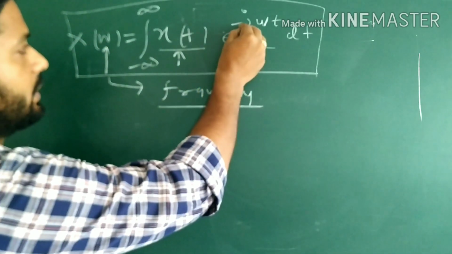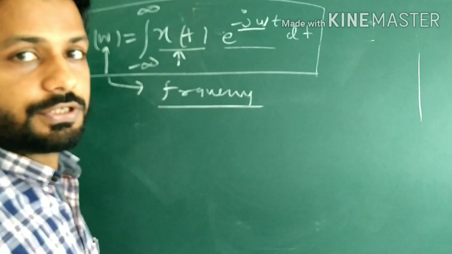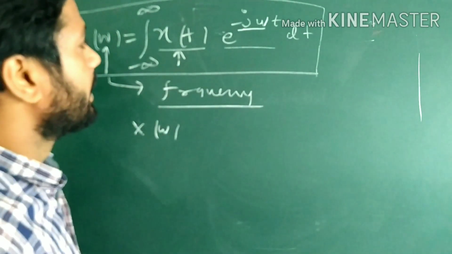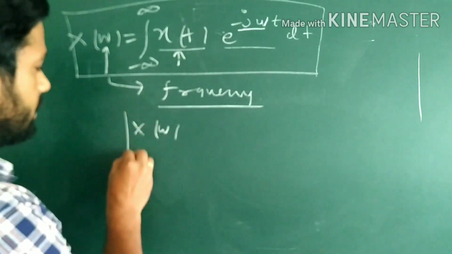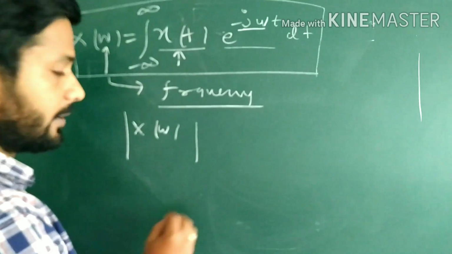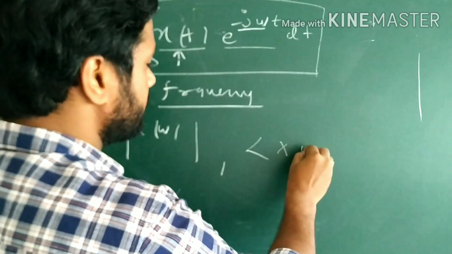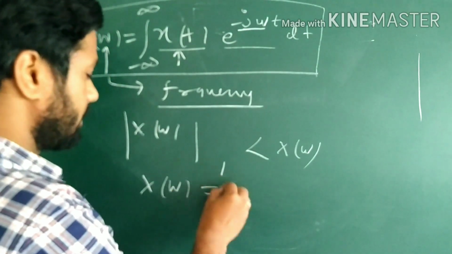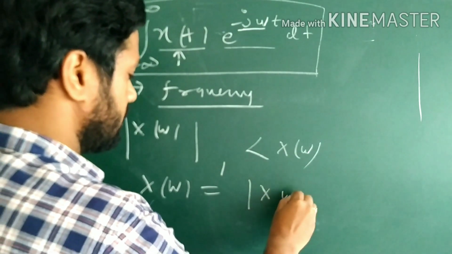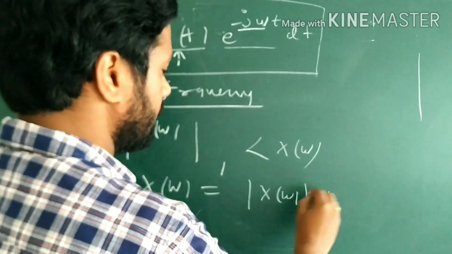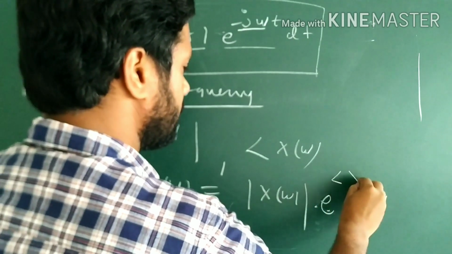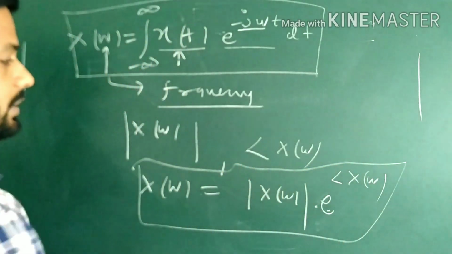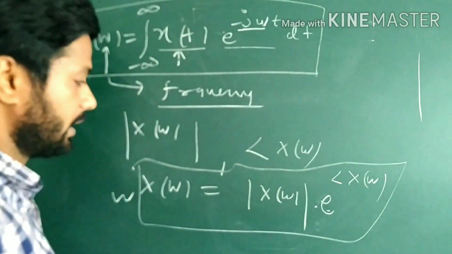Here we can see that j omega is present. So the Fourier transform is like a complex number, and we know that in a complex number, magnitude is present and angle of that complex number is also present. So Fourier transform can be represented as its magnitude times e to the power j angle of X(omega). In polar form, Fourier transform can also be represented like that.